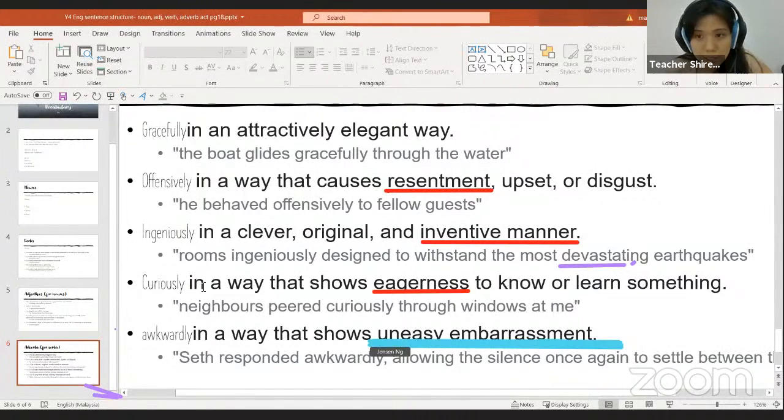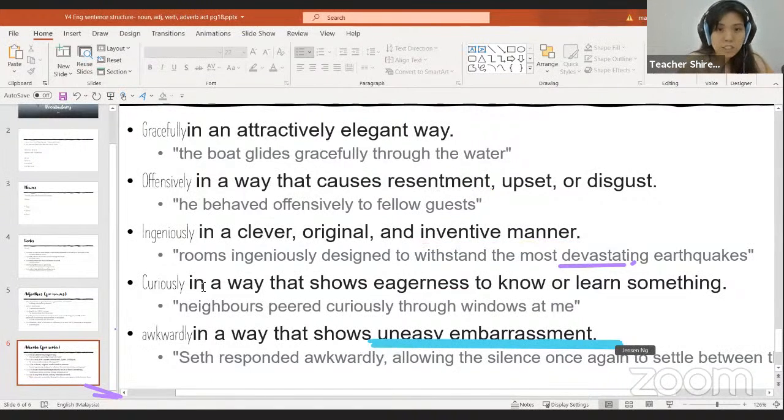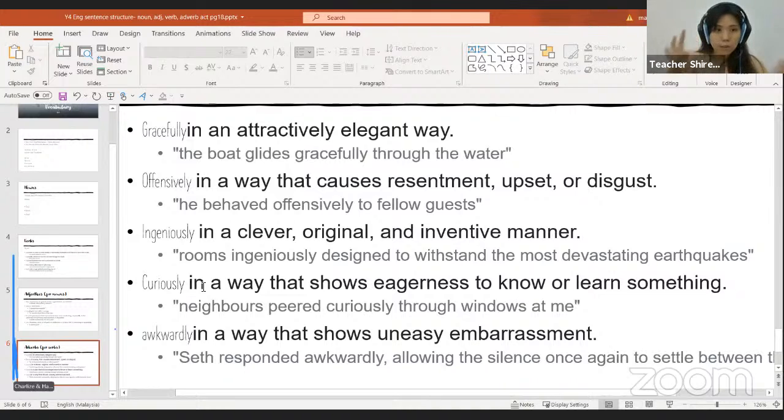Oh, I did not explain devastating. Rooms ingeniously designed to withstand the most devastating earthquake. Devastating is the most terrifying earthquake. Okay?